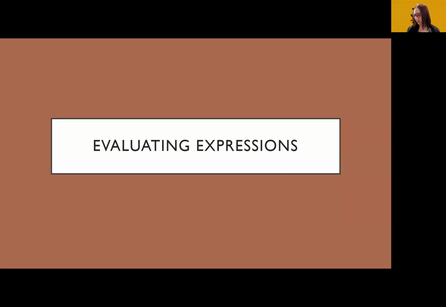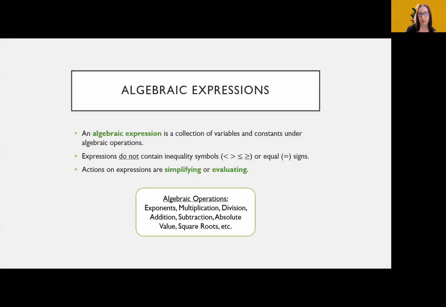Okay, so today I'm covering evaluating expressions. This is really important, especially the word evaluate and what it means, because it helps tell you what you're supposed to do. So let's start with what an expression is, and specifically we're talking about algebraic expressions.